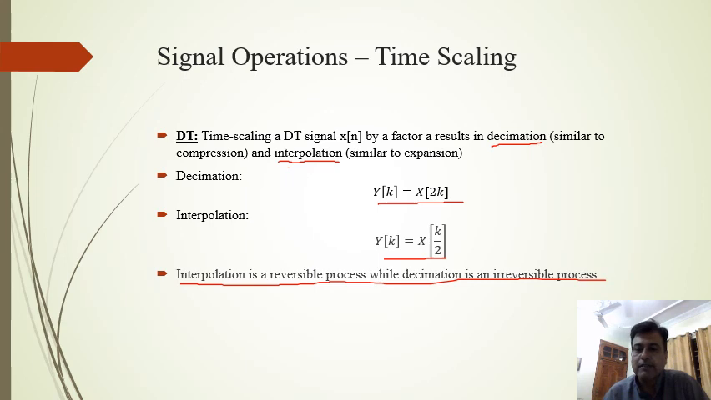So interpolation से वापस आप ओरिजिनल सिग्नल obtain कर सकते हैं, but if you have performed decimation, so since you have lost a few values of the original signal, तो उस decimated version से आप original signal को दोबारा reconstruct नहीं कर सकते.